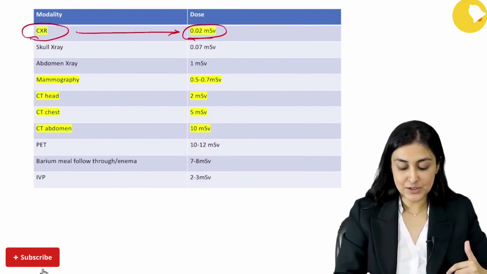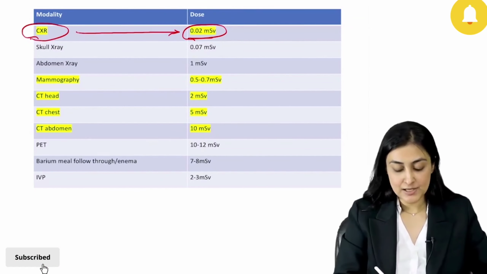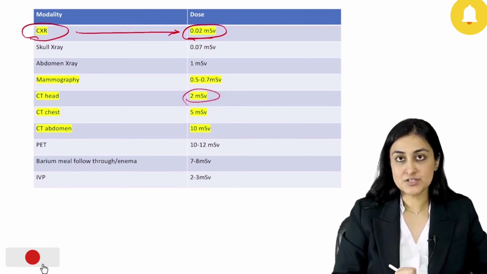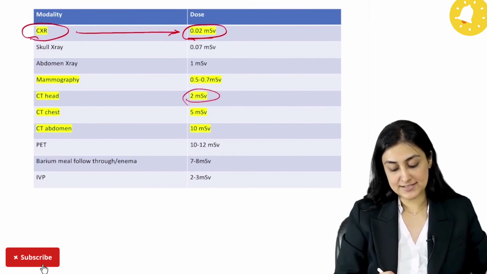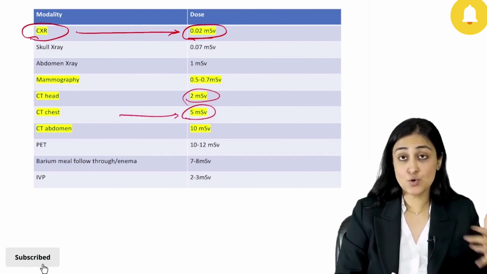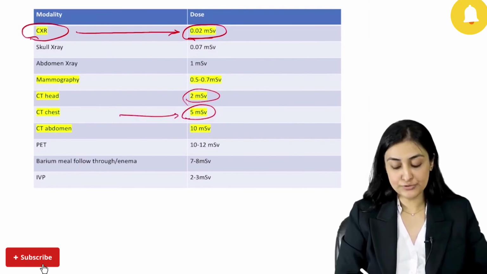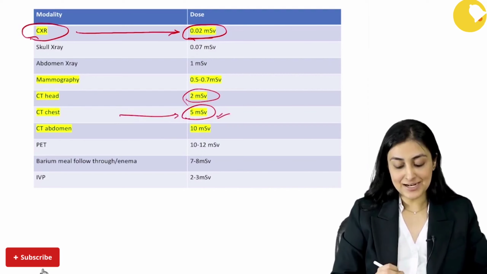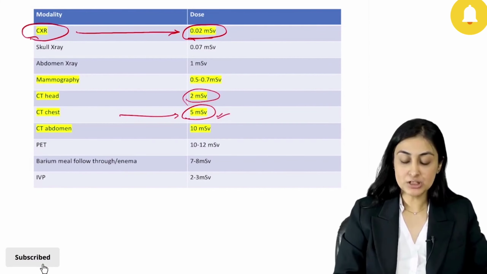When we talk about CT, it will depend on the volume of the part. So CT head 2 millisieverts. So that is equal to 100 chest X-rays. Can you see this? Whereas a CT chest is double of that. So a CT chest is almost equivalent to 200 to 250 times chest X-rays, right? So that is the relation that you need to remember here.